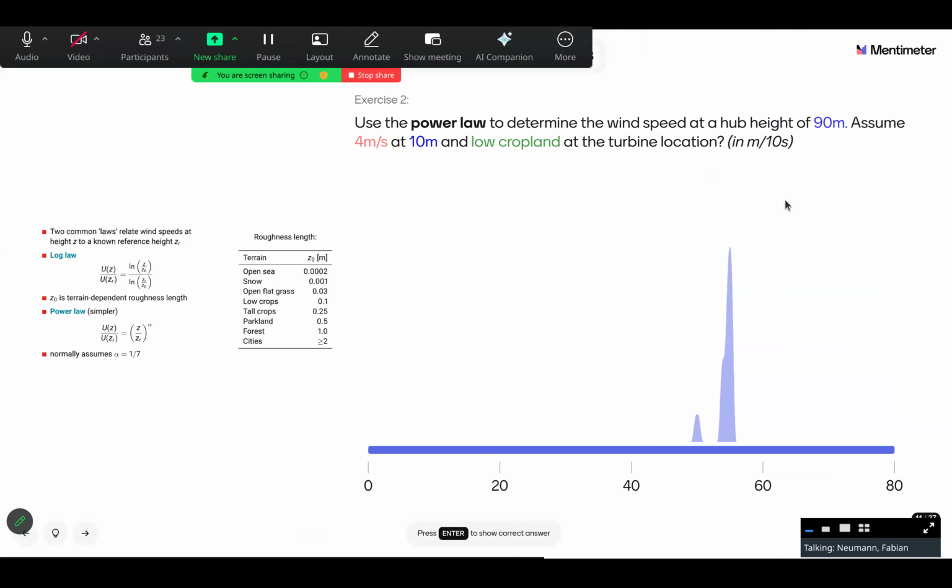That's just because the power law doesn't take into account any factor of the terrain. You didn't have to use any value from the table to calculate that.